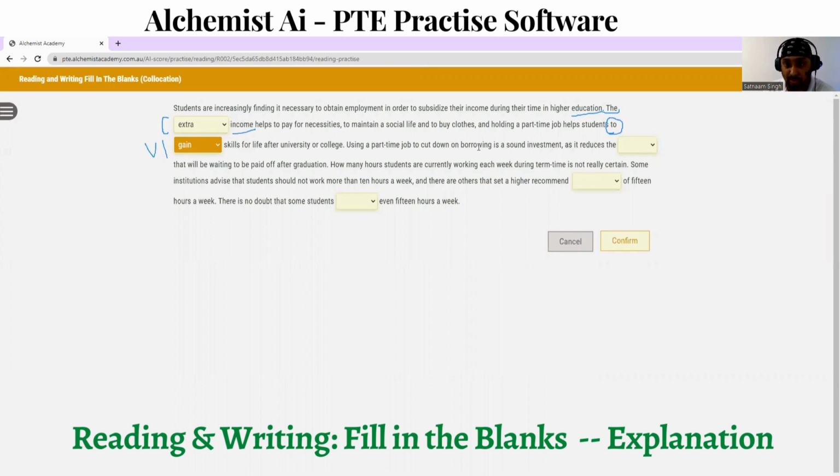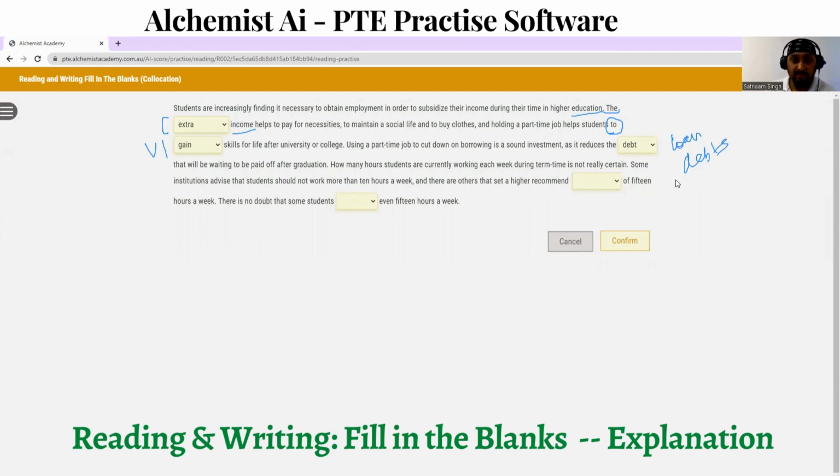Okay, using a part-time job to cut down on borrowing is a sound investment. So you don't want to borrow, as it reduces the dash that will be waiting to be paid off after graduation. So the question here again arises, what are we trying to pay off? What do you borrow? We usually borrow things like loans, we can have debts. So these are the probable answers over here. It says as it reduces the dash that will be waiting to be paid off. Debt, there you go. This is one of the answer options we already identified. The debt that will be waiting to be paid off after graduation.